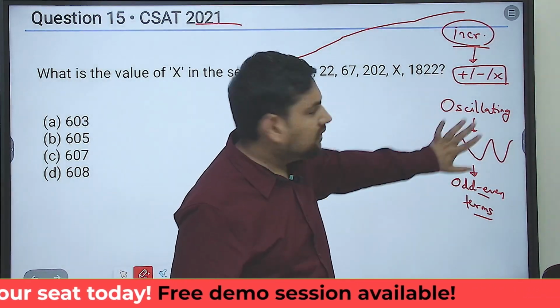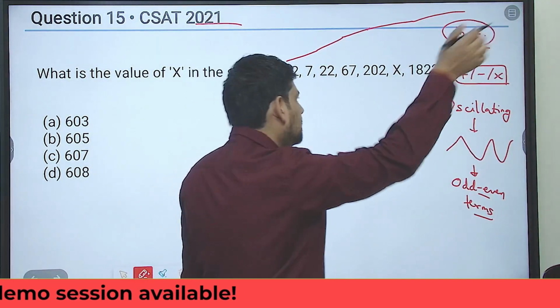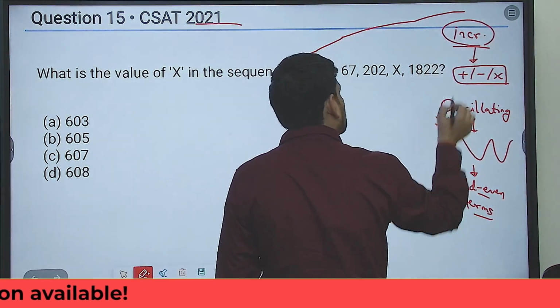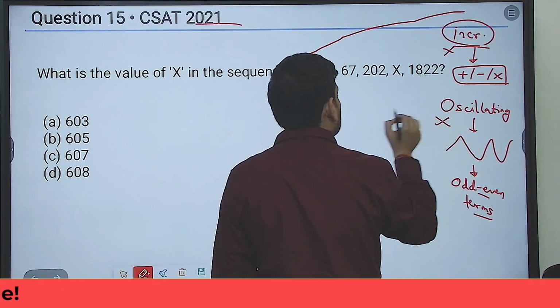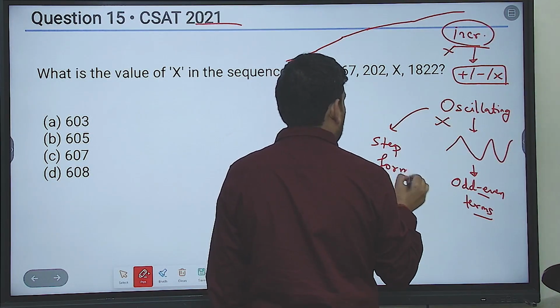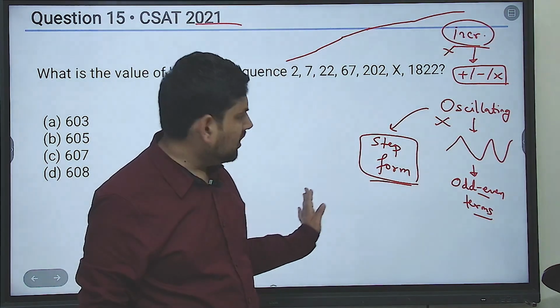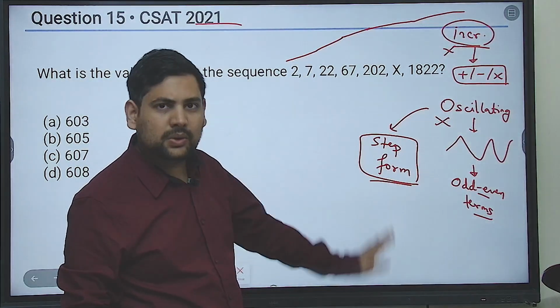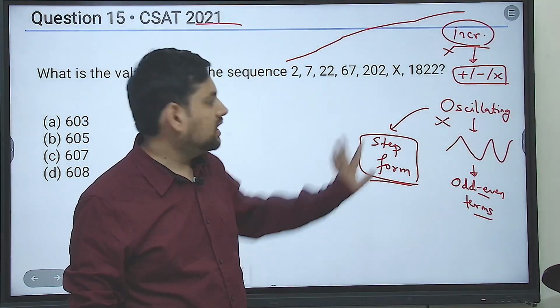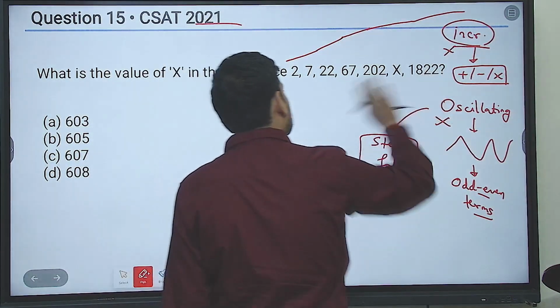Now if both of these don't work, then you get to some other process that we learn about. If this also does not work, then you get to something called step form. Probably we will get a question on step form. I think the next question will be on step form only. So in this video itself you will learn this process also. For now, this is an increasing series, so plus, minus, multiplication.